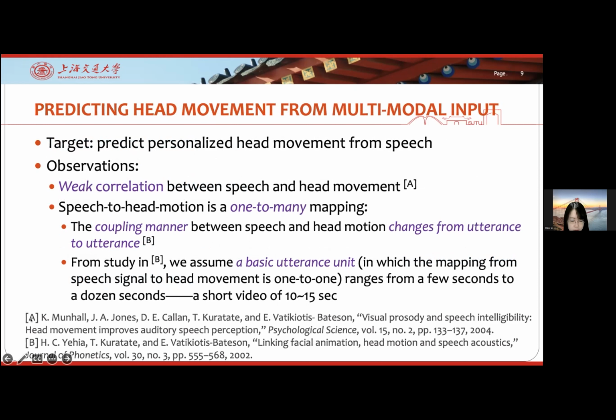From the first related work, one of its conclusions is that there is a weak correlation between speech and head movement. And the second related work has a conclusion that the coupling manner between speech and head motion changes from utterance to utterance. So the speech to head motion mapping is a one-to-many mapping.